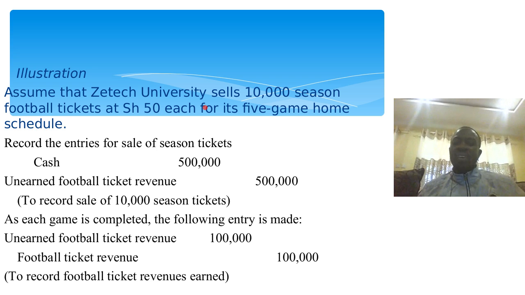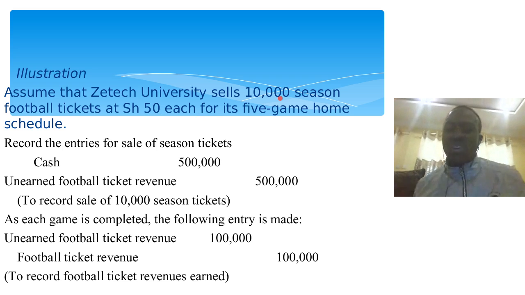Now, for the 5 games, each person will pay 50, and the number of people who have paid for these tickets are 10,000. So it means that the total sales they would have received is 10,000 times 50. If you multiply 10,000 by 50, we'll have 500,000.